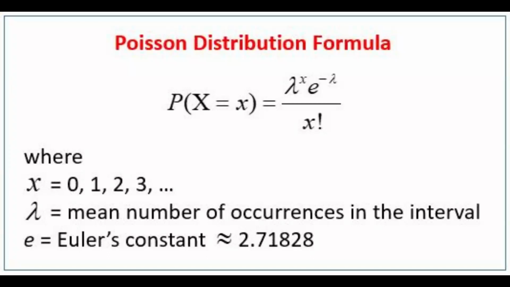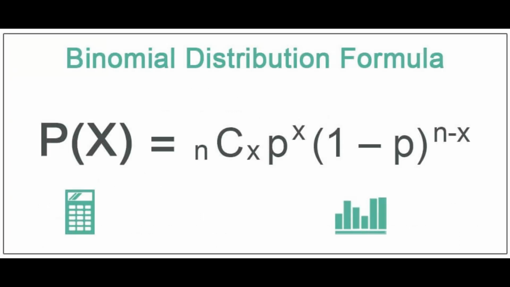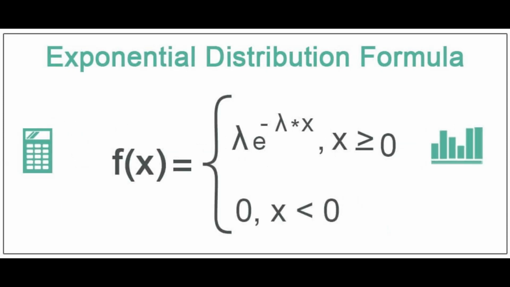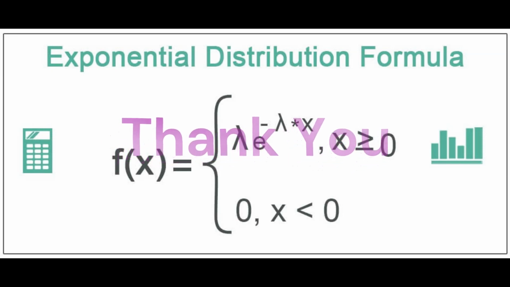Figure 1 is the probability density function of Poisson distribution, from onlinemathlearning.com, for reference. Figure 2 is the probability density function of binomial distribution, from wallstreetmojo.com, for reference. Figure 3 is the probability density function of exponential distribution, from wallstreetmojo.com, for reference.